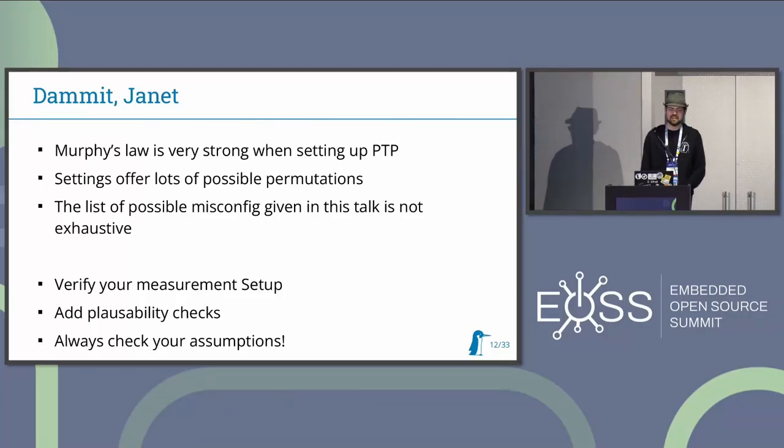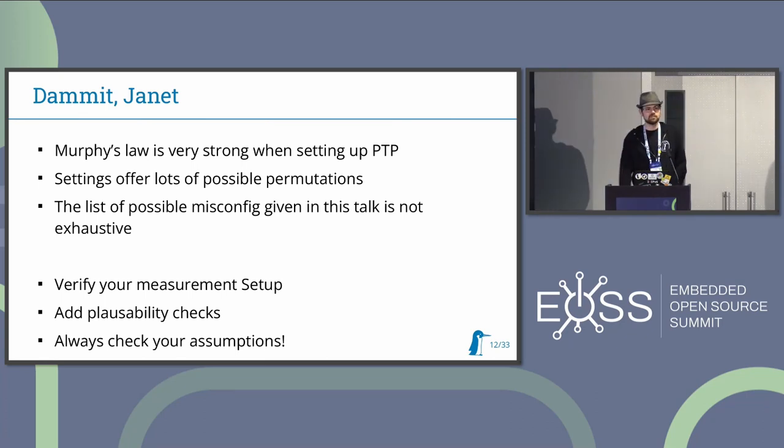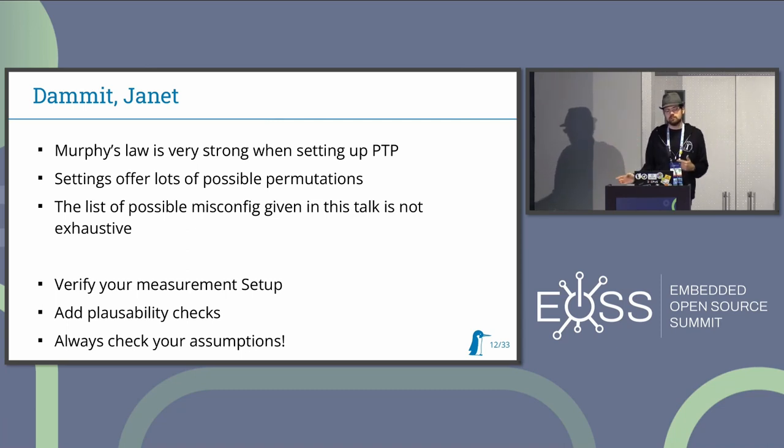Murphy's Law is very strong if you set up PTP. And it becomes even worse because you have that many permutations in the different subsettings. I will show you some of the mistakes I made in the past. That's not at all exhaustive. And you really want to make sure that your measurement setup is set up well and that you can actually measure sync. And I'd also strongly recommend you add plausibility checks.